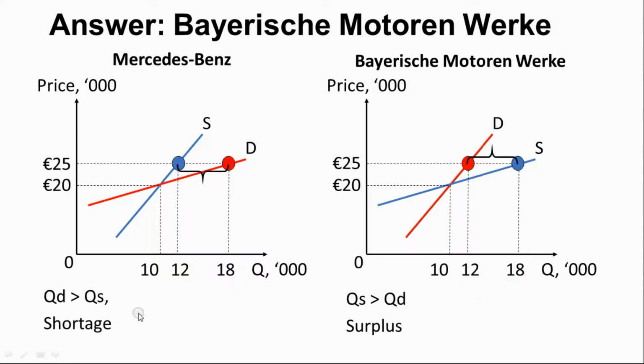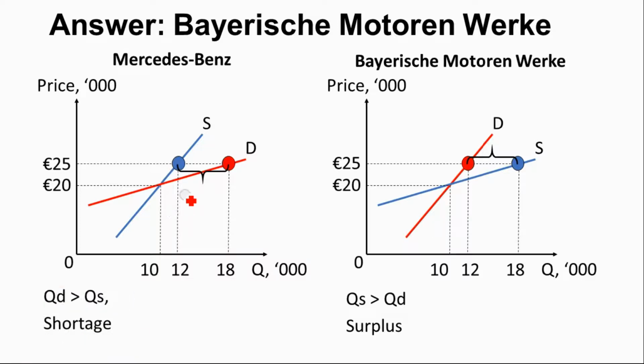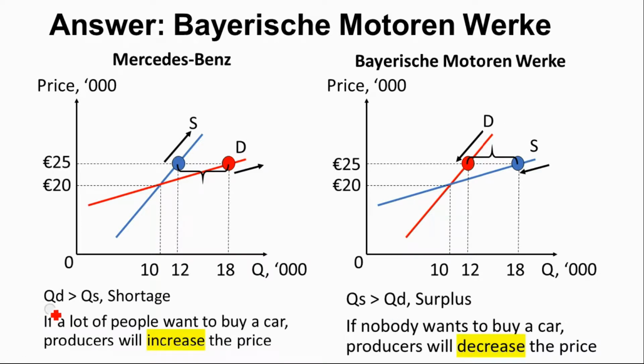In this situation, you will have shortage and surplus. As you can see, in this case we have a shortage, and a surplus when quantity supplied is greater than quantity demanded. Quantity demanded greater than quantity supplied is shortage, and quantity supplied greater than quantity demanded is surplus.